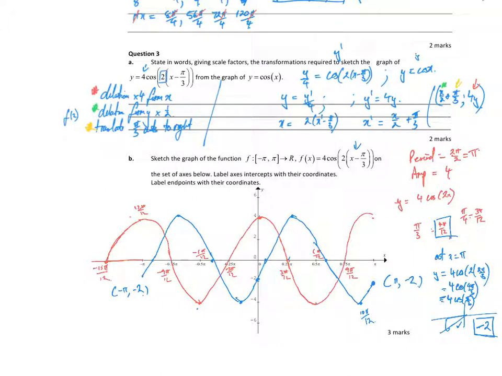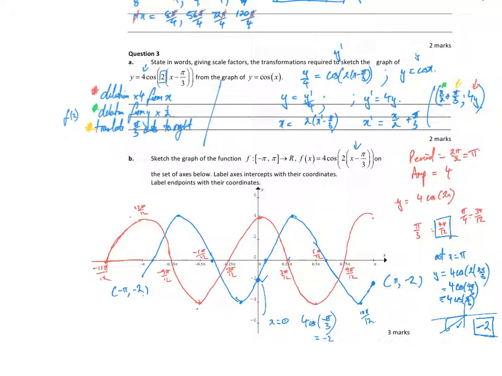The only thing you need to do now, if we go back and check the instructions we've got, sketch the graph, we've ticked that off. Label axis intercepts. So let's label the intercept. So let's work out at x equal to 0. We got negative 2, which is what we expected.